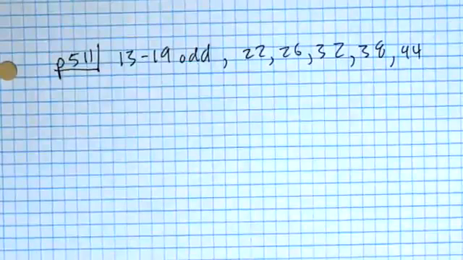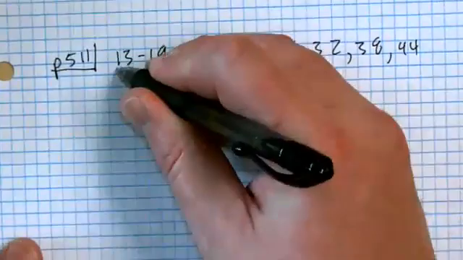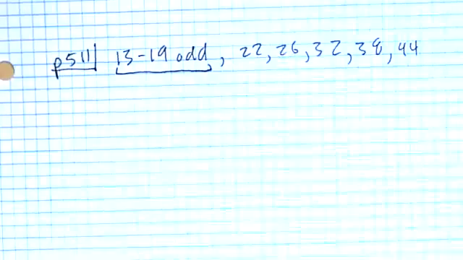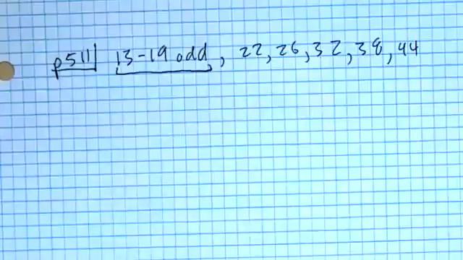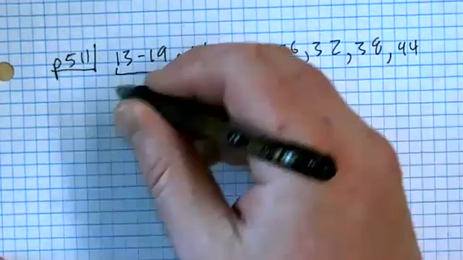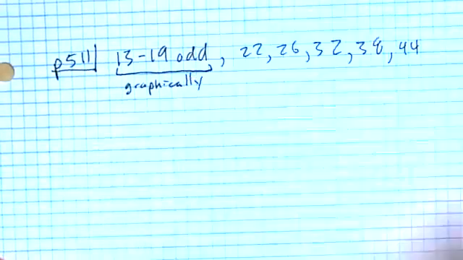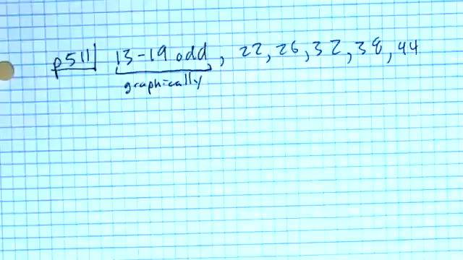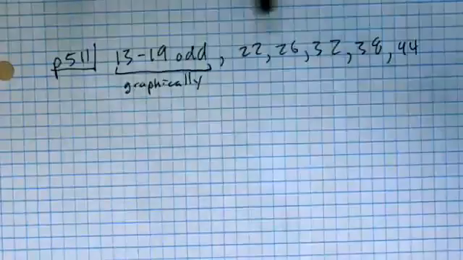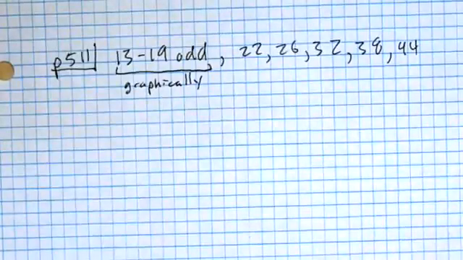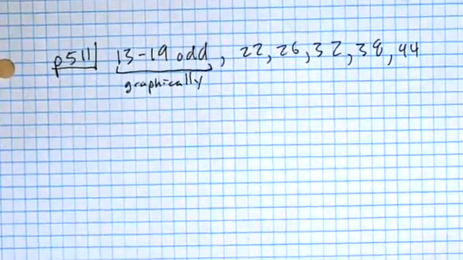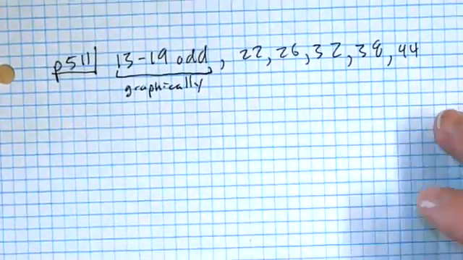But I'm going to give you some specific instructions for 13 to 19 odd because you already did these in your homework last time. I want you to do these graphically. So we'll pick one of these, 13 to 19 odd, and I'm kind of thinking maybe 17 looks like a good one. Nah, let's do 19. We'll do the last one. We'll do 19.